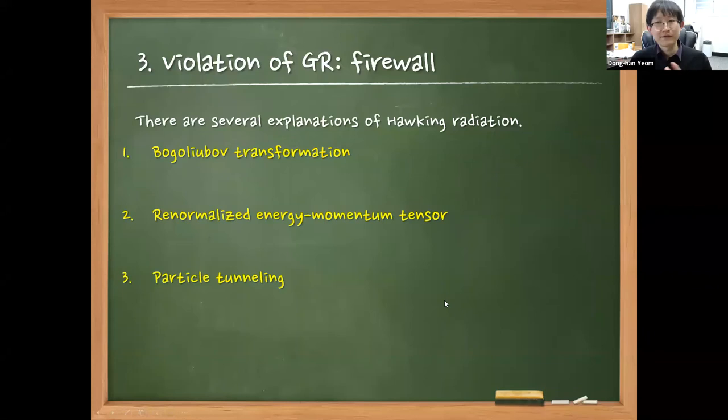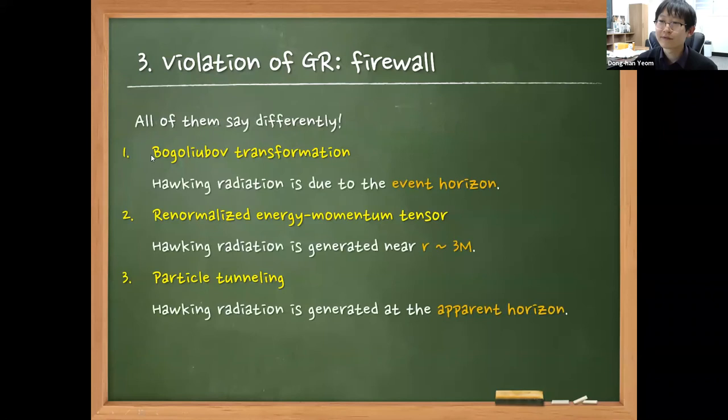There are several explanations of Hawking radiation. I've met many experts to understand Hawking radiation and about this question, where is the place of the Hawking radiation, the particle creation, and there are several explanations. The first derivation is by Bogoliubov transformation. The second approach is the renormalized energy-momentum tensor approach. And the third one is the particle tunneling picture. About the question of the location of the Hawking radiation pair creation, indeed, the three approaches say differently. Very interestingly, the three approaches say differently. So where is the point of the creation of particles? About this question, the three approaches say differently.